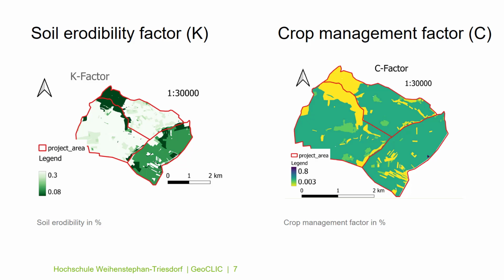Soil erodibility we already talked about, but here you can also see a map for our example area where we have a very low soil erodibility factor along a river in the southeast of our area and a rather high factor with different soil in the northwest of the area.